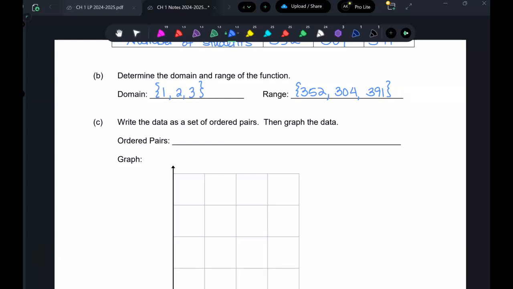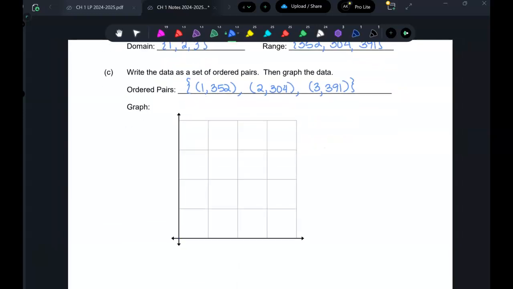Okay, go ahead, Evan. So the ordered pairs is 1, comma 352 in a parenthesis, and then it's 2 and 304, and 3 and 391. Good. So remember with the ordered pairs, we want to match each of our x values with the y value. Oh, that makes more sense.